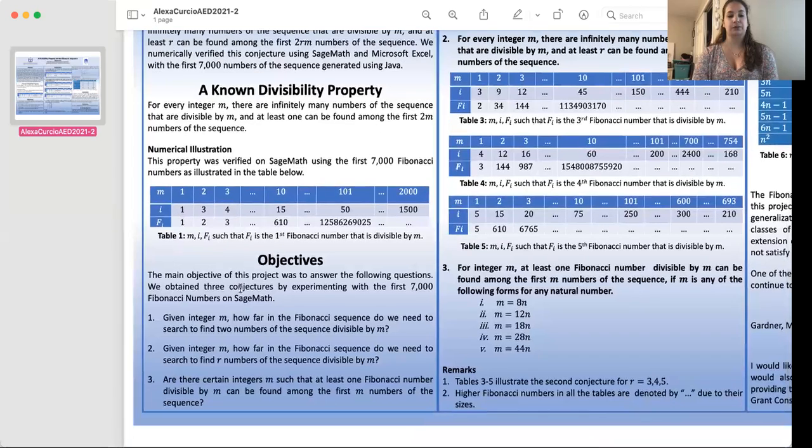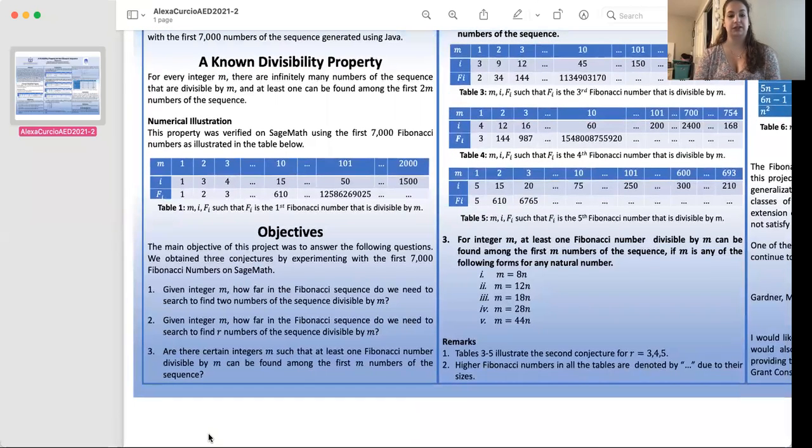Based on this well-known property, we came up with 3 questions. The first question was, given integer m, how far in the Fibonacci sequence do we need to search to find two numbers of the sequence divisible by m? The second question was, given integer m, how far in the Fibonacci sequence do we need to search to find r numbers of the sequence divisible by m? The third question was, are there certain integers m such that at least one Fibonacci number divisible by m can be found among the first m numbers of the sequence?